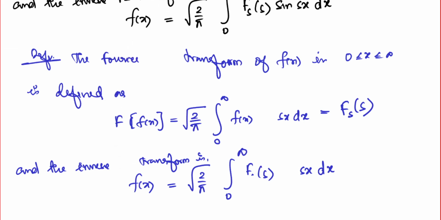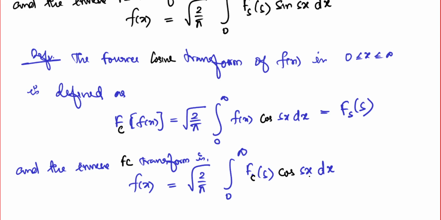So the Fourier cosine transform of f of x is defined as Fc of f of x, which is integral 0 to infinity f of x into cosine of sx into dx, and the inverse Fourier cosine transform is defined as f of x equal to square root of 2 by pi into integral 0 to infinity Fc of s into cos of sx into dx. So that's the definition of the Fourier cosine transform. Just a change of notations.